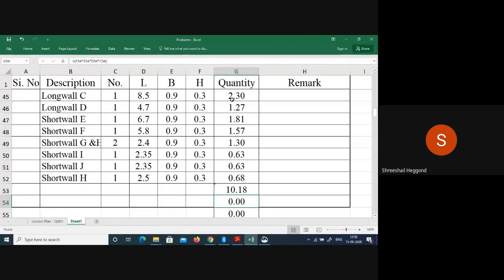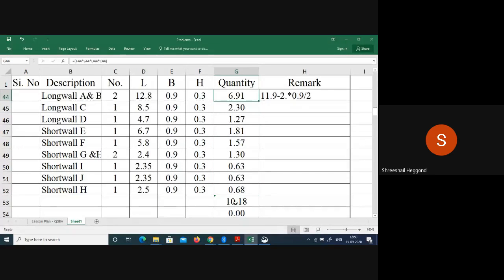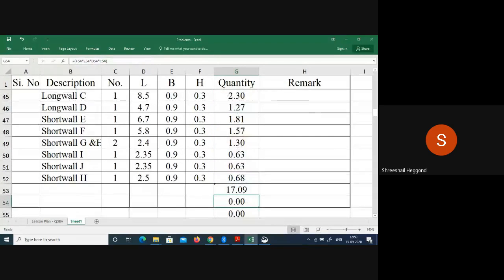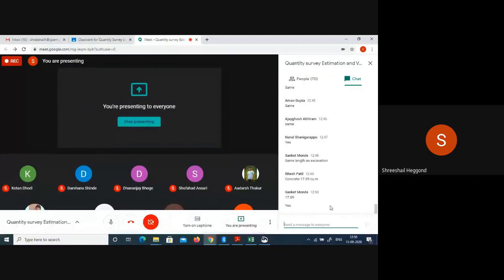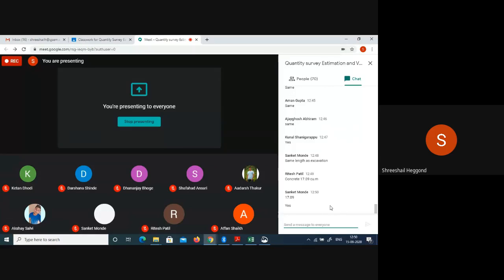And 0.18. So you are getting the same answer. No, you will not be getting the same. Why? Because we have skipped one of the components. 17.09. So you are getting the same or not? Same length as excavation. Length will not change.